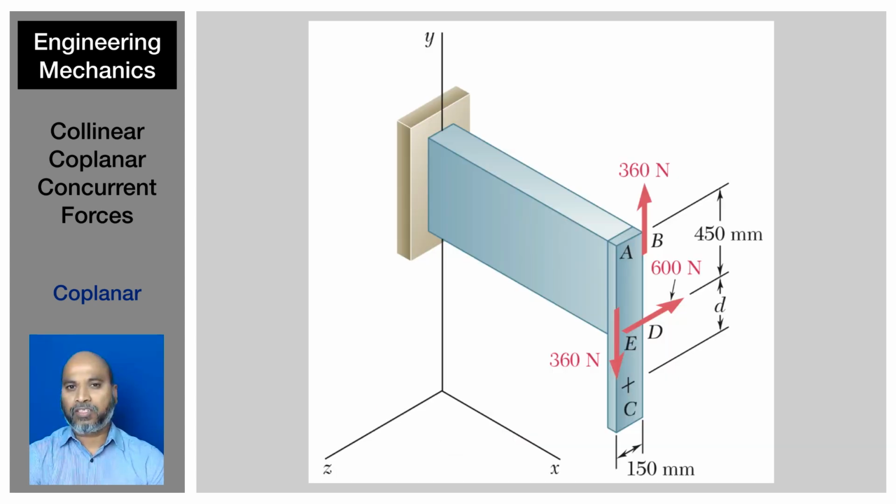Now let's take this example. This piece AEC, the vertical bar which is attached to the horizontal beam sort of a structure, right?